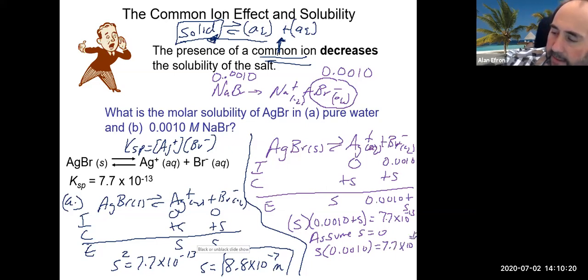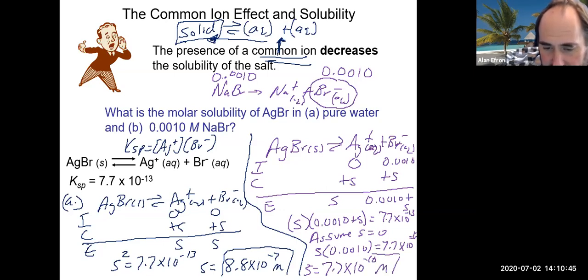So I ran out of room there. We're going to take 7.7 times 10 to the minus 13 and divide it by 0.001. And that will give us a solubility of 7.7 times 10 to the minus 10. And again, this would be molarity there. Any questions on that? And just for reference sake, at this point, the solubility decreases very, very much from the left-hand side to the right-hand side.